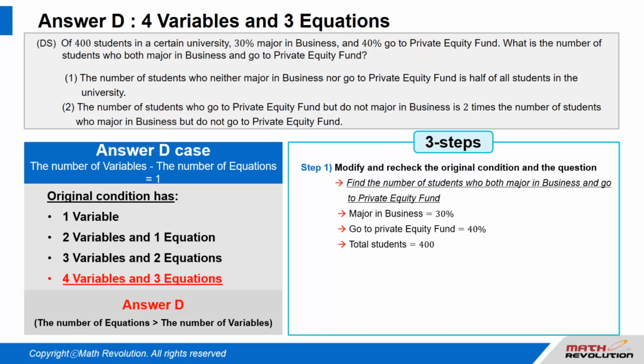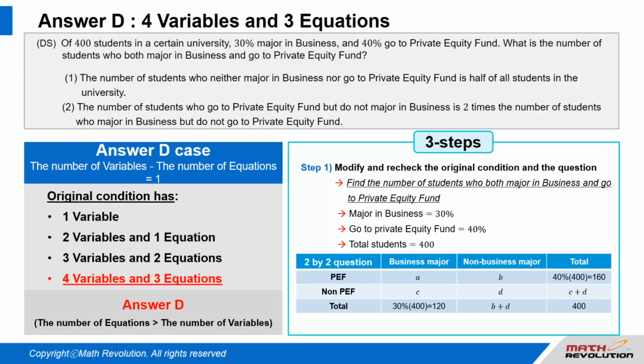This question is currently the most frequently appearing question type on the GMAT math section. We call this a complementary 2x2 question. We will modify the original condition by filling up the table with the variables as shown below.